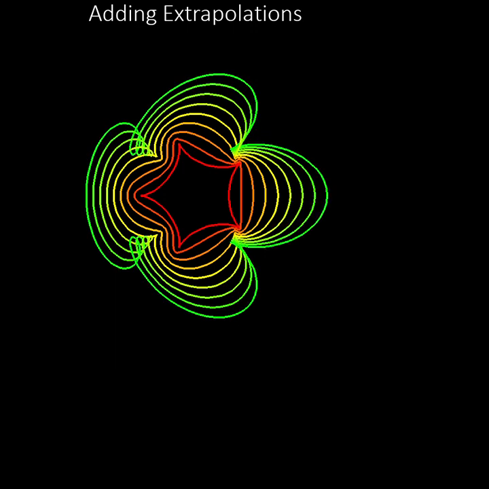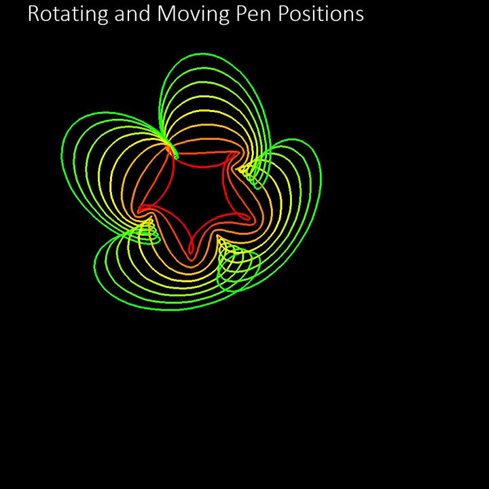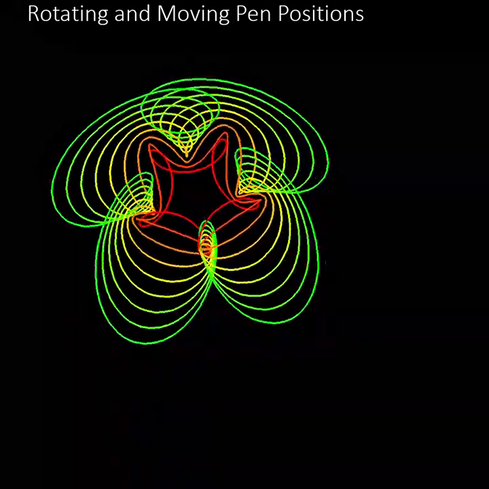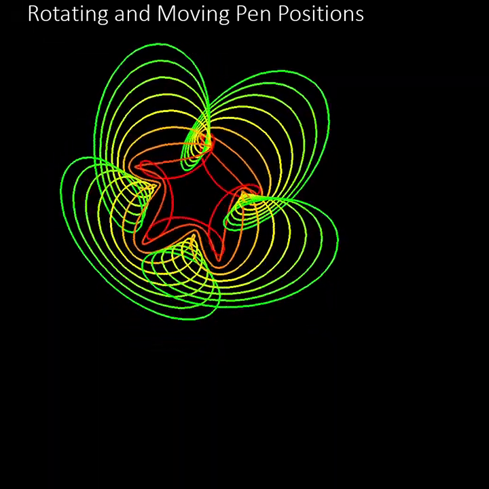Here we have added a further 4 extrapolated curves outside of the yellow curve. So in this pattern, there are 9 curves altogether. The original 2 curves in red and yellow, 3 interpolated curves in between them, and 4 extrapolated curves beyond the yellow curve. Putting this all together, we can create an animation in which we rotate the red and the yellow curves and move the pen positions at the same time.